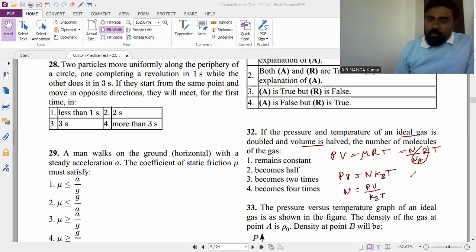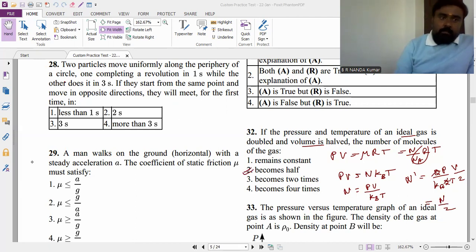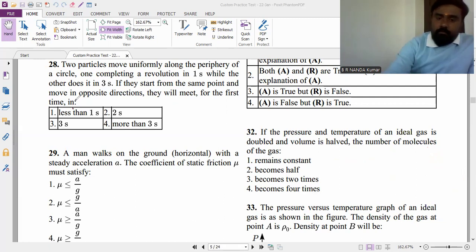That is the first case. Second case: N dash is equal to pressure 2P, volume V by 2. kB is constant, T becomes 2T, so the 2 cancels, and PV by kB T gives N by 2. So it becomes half. The ideal gas equation is used here.